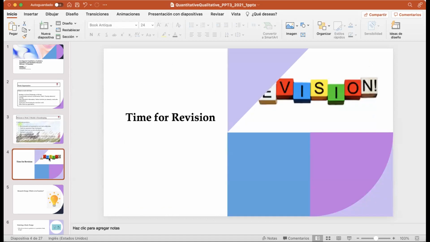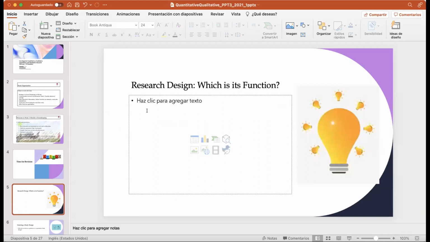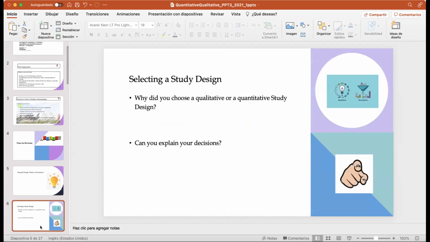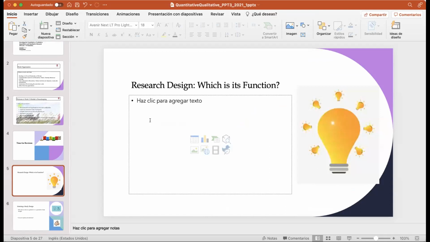So quickly, just a short revision. The research design that we saw last week. Why is a research design useful? What is the function of the research design? Remember, we were thinking of qualitative, quantitative, when we were comparing these pictures. But why do you think you need to decide on this?